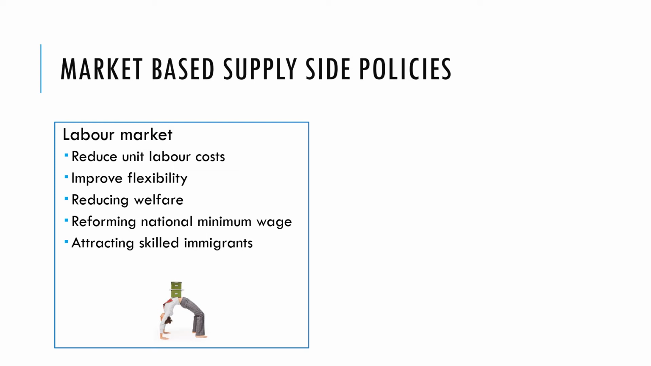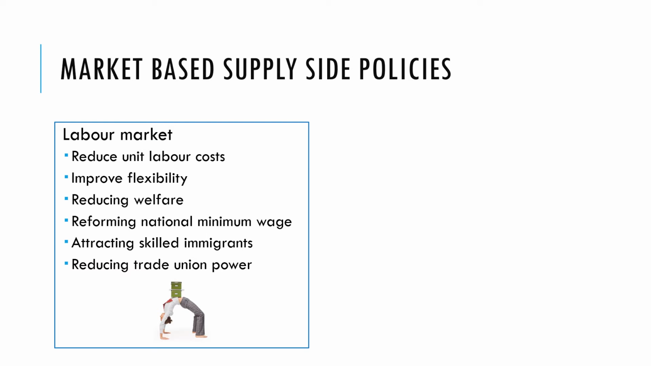Opening up immigration would allow firms to attract a wider pool of skilled workforce, and also the increase in the supply of labour would again bring down wage costs, which would encourage firms to increase production. And the last one is to reduce trade union power.